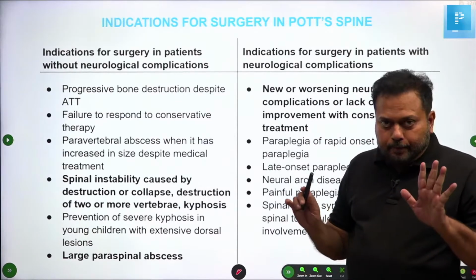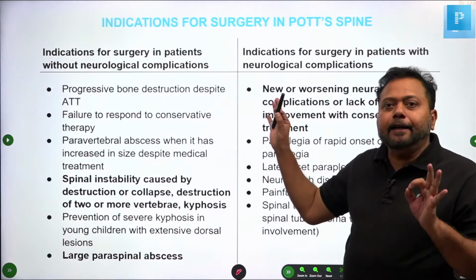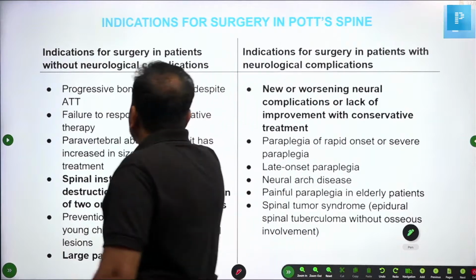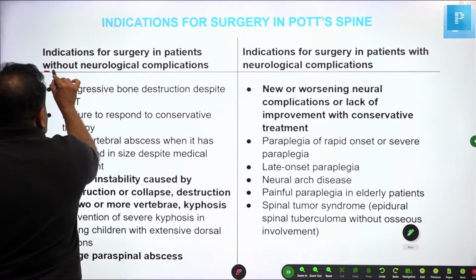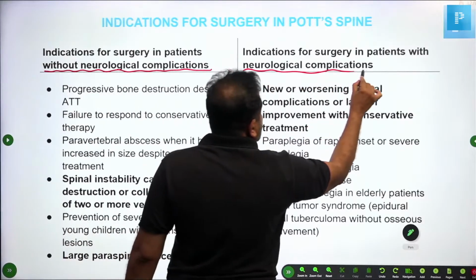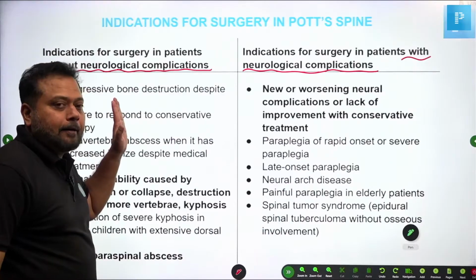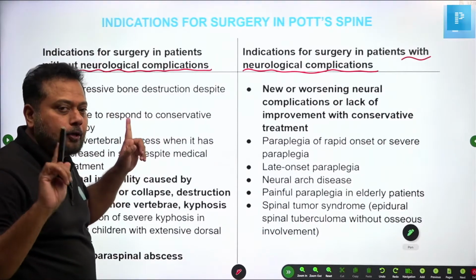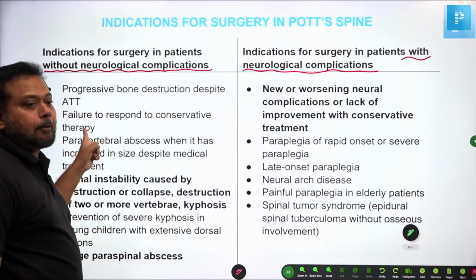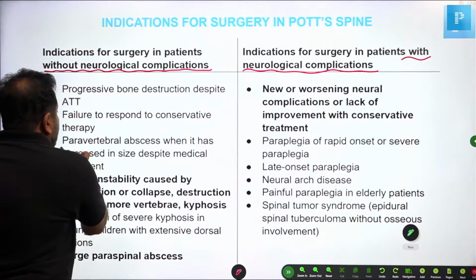Please, a PDF will come. I will read it once and I will go to the next question. Guaranteed area: indication for surgery in Pott's spine. Indication for surgery in a patient without neurological deficit, and this is with neurological complications. The patient is coming, it's a case of Pott's spine. When he is coming to you, he is not having any neurological deficit. When will you operate? Progressive bone destruction despite proper ATT, failure to respond to conservative therapy, paravertebral abscess.